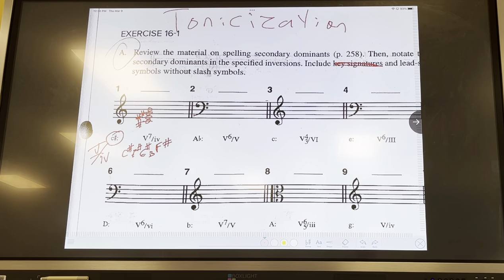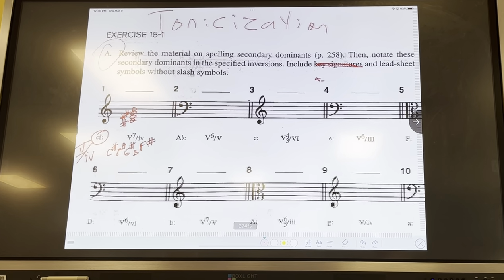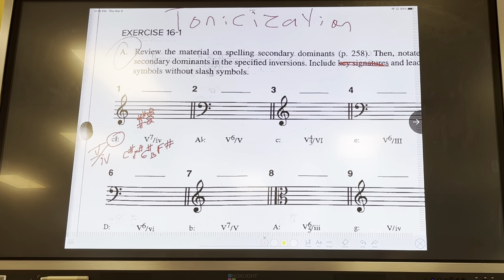All right. Include the lead sheet symbols without slash symbols. What is the lead sheet symbol? You may know. Remember doing that way back? It's just the chord. So what is this chord? C sharp major, minor 7, or dominant 7. Right? So that's what I want.